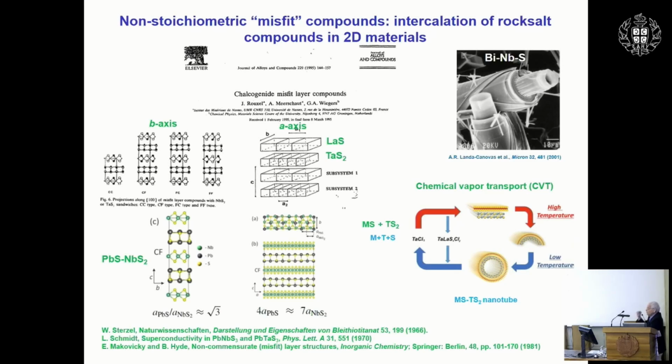And the fact that you have misfit here is owing to the fact that the lattice constant of, say, lanthanum sulfide is different from that of tantalum disulfide. So they have a common C-axis, they have a common B-axis, but the A-axis is different, and it's an irrational number, and consequently it's an astoichiometric or non-stoichiometric compound.